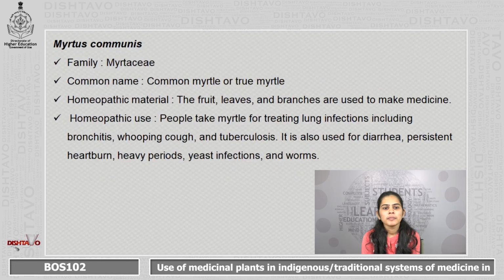Next is Myrtus communis. Family is Myrtaceae. Common names are common myrtle or true myrtle. The homeopathic material used is mostly the fruit, leaves and branches. Homeopathic uses: people mostly take myrtle for treating lung infections including bronchitis, cough and tuberculosis. Besides this, it is also used for diarrhea, persistent heartburn, heavy periods, yeast infection and worms.